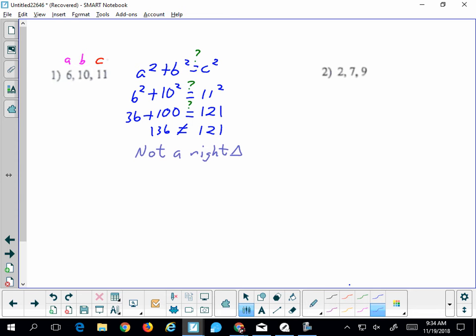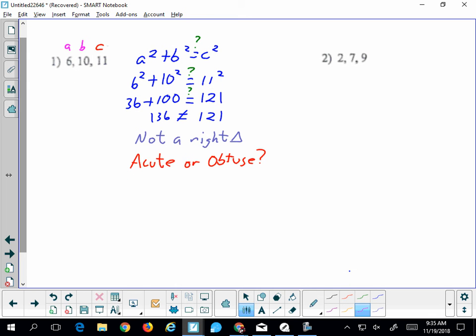Well, if it's not a right triangle, what kind of triangle is it? Is it acute? Acute has an E on the end of it. Or is it obtuse? The way we determine that is we compare c squared to a squared plus b squared. And our rules are as follows.